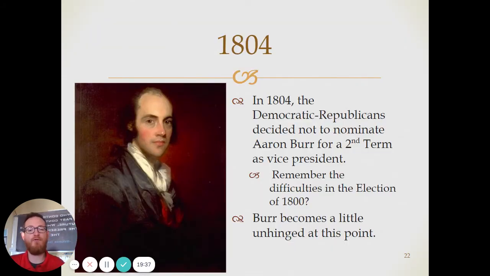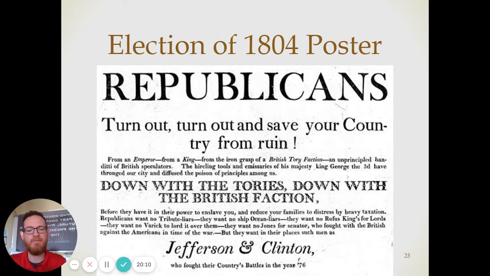But in 1804, you're going to see the Democratic Republicans decide not to nominate Aaron Burr for a second term as vice president. All the difficulties in the election of 1800, the fact that Aaron Burr knew that he should be vice president and Jefferson should be president, but he continued on in pushing that he would get the presidency. That was fresh in people's minds, the Democratic Republicans, and they said, look, we don't want Aaron Burr to be vice president anymore. And so you're going to see at this point, Burr becomes a little bit unhinged, actually a lot unhinged. You can see the election of 1804 poster there for Jefferson and Clinton, who would be running, not Bill Clinton, George Clinton, during this time.